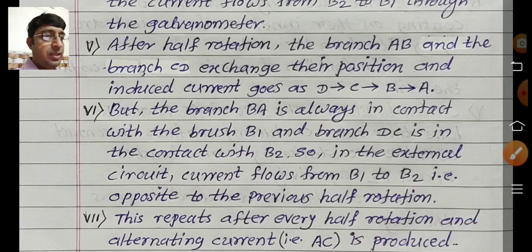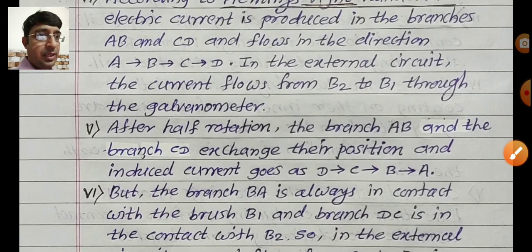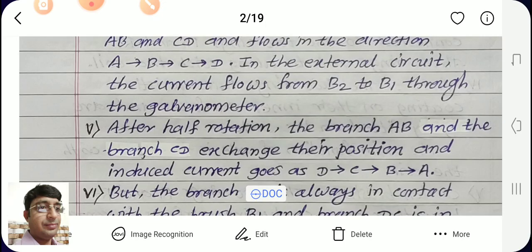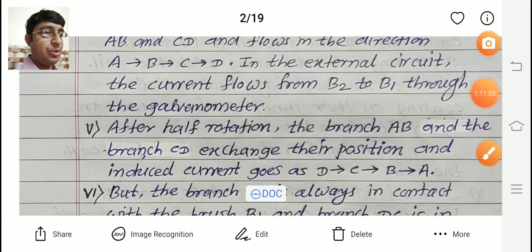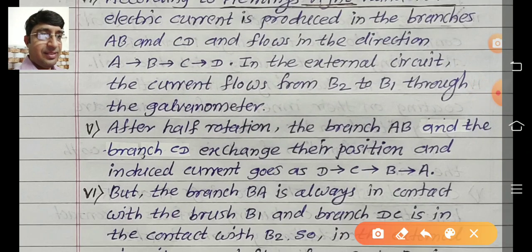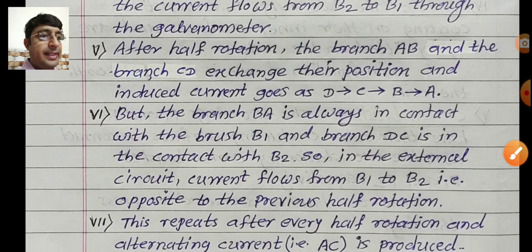Initially check what is given. Initially, in the first case, okay, I will show that position. Current flows from B2 to B1. Clear? Then see the next one.